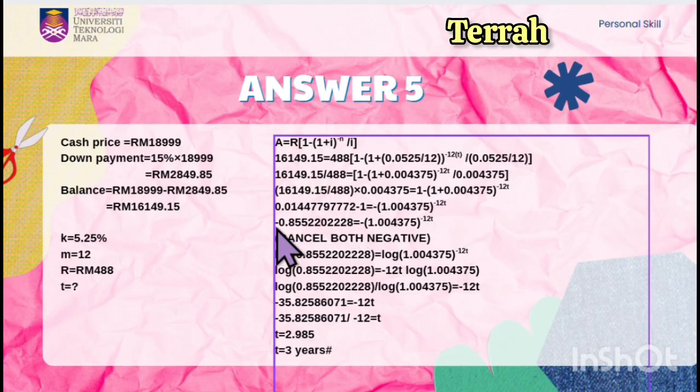And the answer will be negative 0.855220228 equal to negative 1.004375 with negative 12t as its power. Okay, since we can see both sides are negative, we can just cancel it.